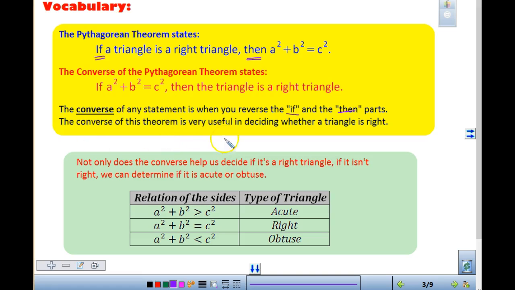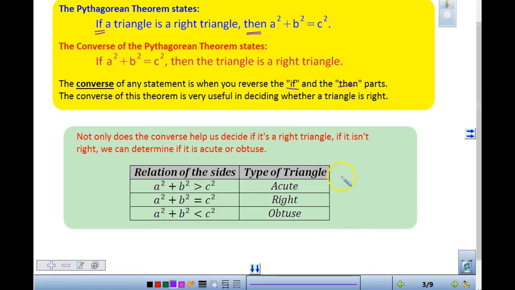Okay? So it says the converse of the theorem is useful in deciding if it is a right triangle. This is the key thing today when we look at your homework. I'm not only going to ask you if it is a right triangle, if it's equal, I will also be asking you to tell me if it is not, what kind of a triangle it is. If a squared plus b squared is less than c squared, you'll tell me it's an obtuse triangle. And if a squared plus b squared is greater than c squared, it will be an acute triangle. So today in your homework, you're going to be asked to tell if it's acute, right, or obtuse.